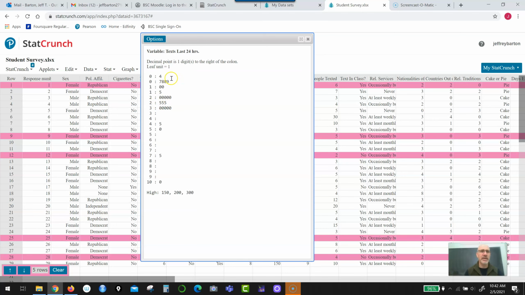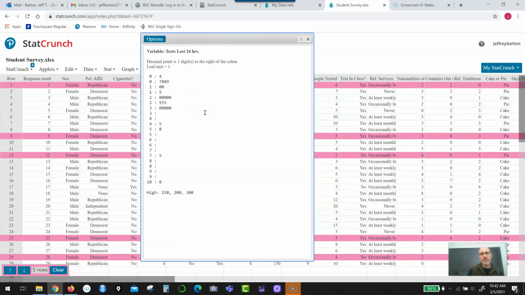You can kind of see it better maybe with the 0. So anything that would be 0 through 4 texts would be counted there, and then anything that was 5 through 9 is counted in the second 0. So we had students that reported 7, 8, 8, and 9 texts there.